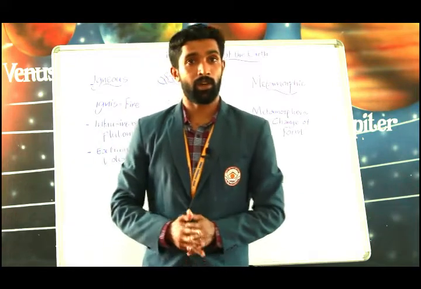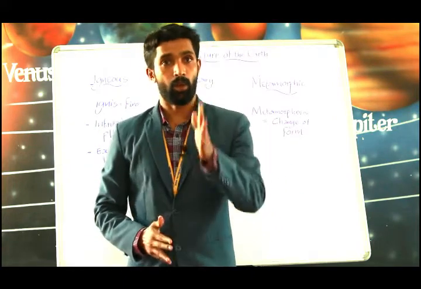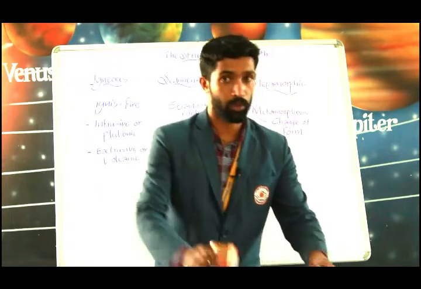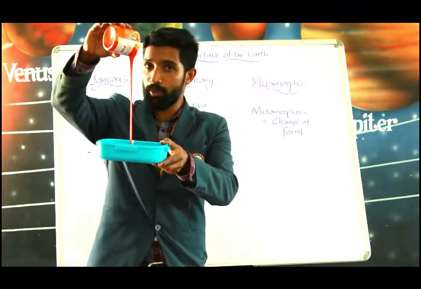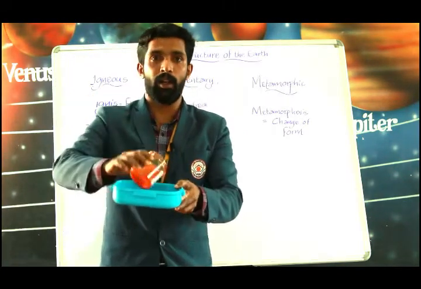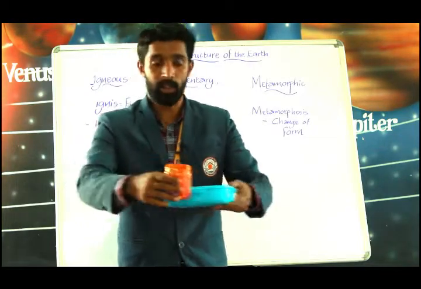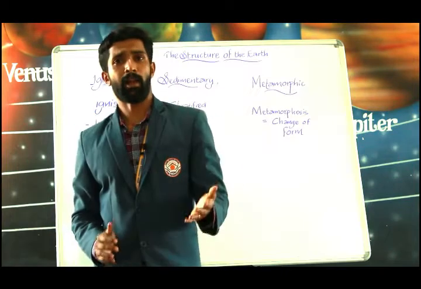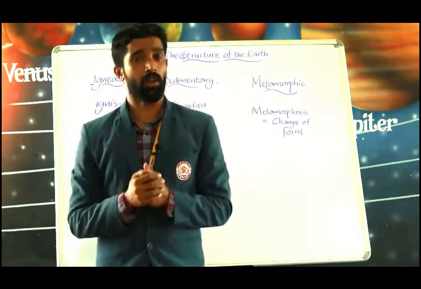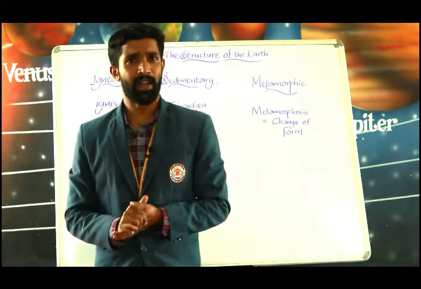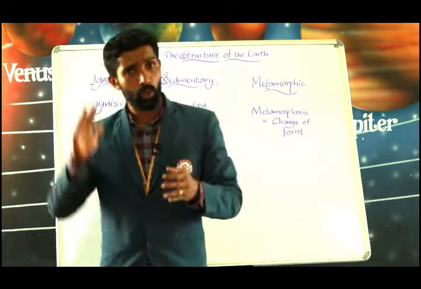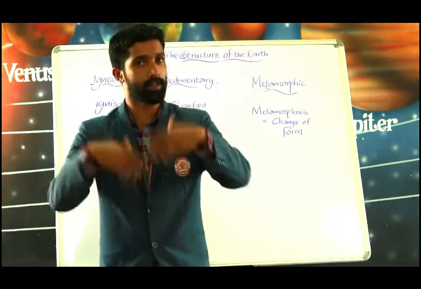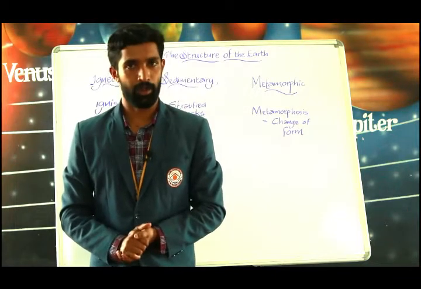So the interior of the earth contains very hot molten material called what? Magma. I showed you, no? This is hot, very hot and molten. This is known as what? Lava. Once it comes out, it's known as lava. So inside it is known as magma. When the magma reaches the surface of the earth through cracks and crevices or through volcanic eruption, it is called lava.